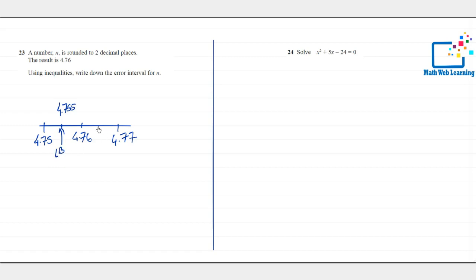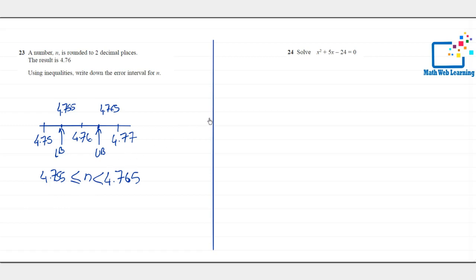Do the same thing on the other side. Find the midpoint of these two numbers, and that number is 4.765. That number represents the upper bound, and you can write it down now as 4.755 less than or equal to n, less than 4.765. Notice we have an equal sign here. We don't have an equal sign here. And that's how you do it.